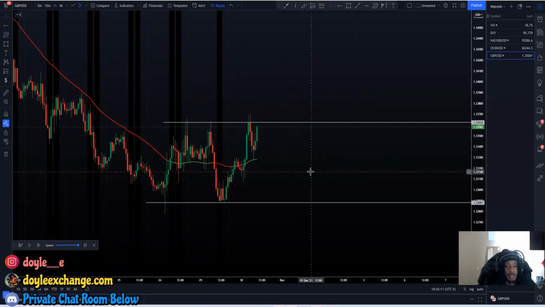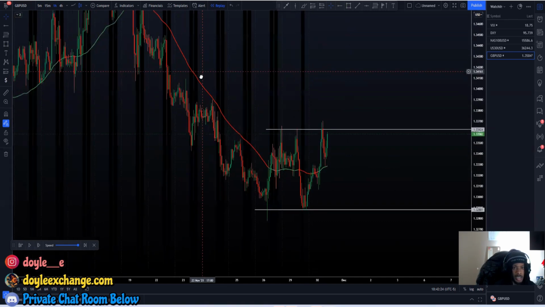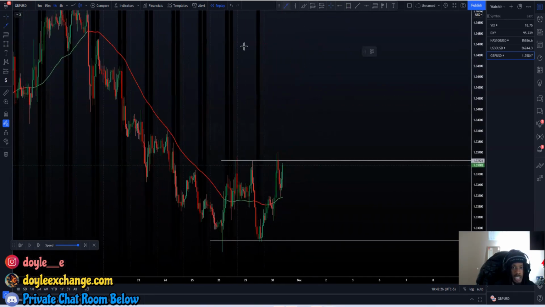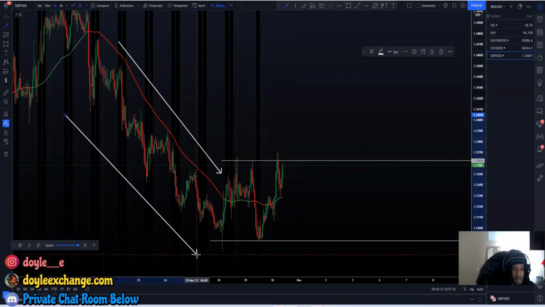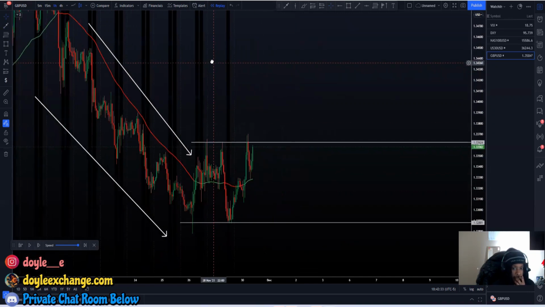All right, so this is another example. What is the overall trend? Me personally, I think it's in a range. You know what I'm saying? I think it's in a range. Plus, it's coming from a downtrend. So if it's coming from a downtrend, I'm not about to say it's an uptrend now. I need to see where it's at.